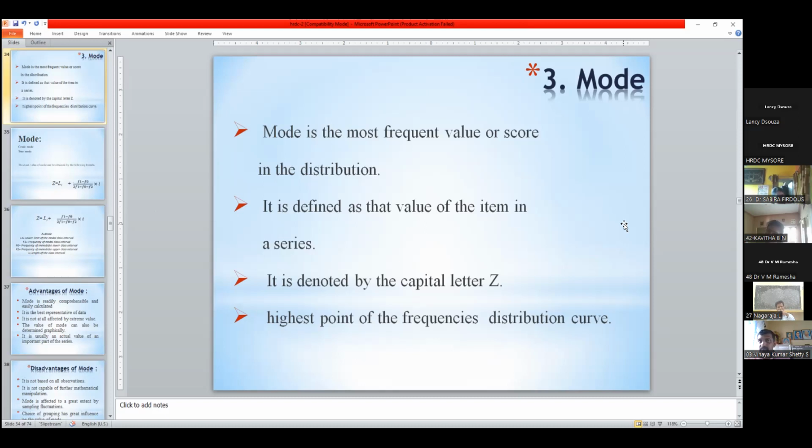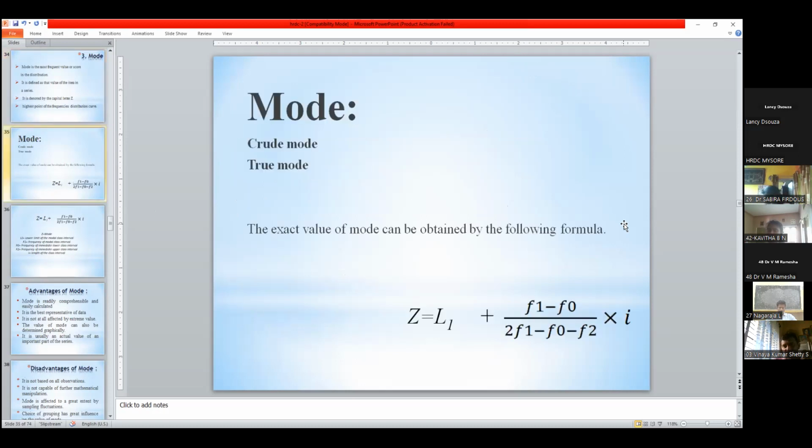One is a crude mode and the other is a true mode. Crude mode is by visual display only, you are trying to calculate the mode, whereas in true mode you apply a formula and then you calculate the mode. So crude mode, as the name says, by looking into the data only you can decipher what could be the mode, and in the case of true mode you apply a formula. Whatever it may be, again not much used in research, and this is the formula where you can think how to calculate, but we are not going to do that.